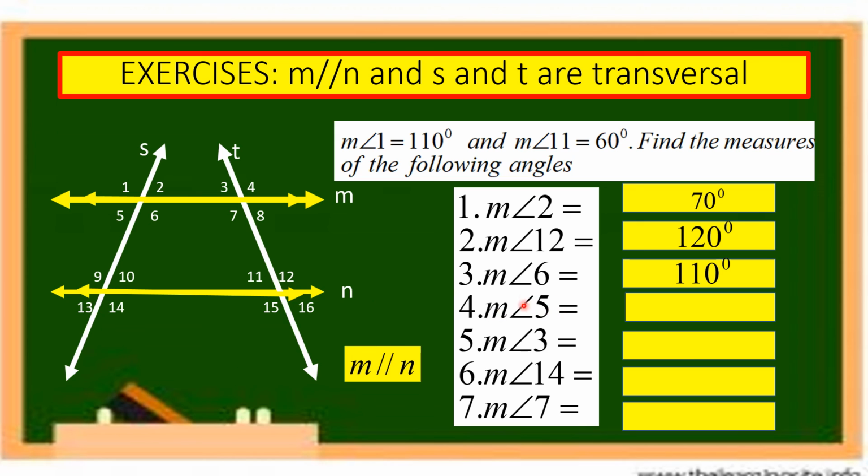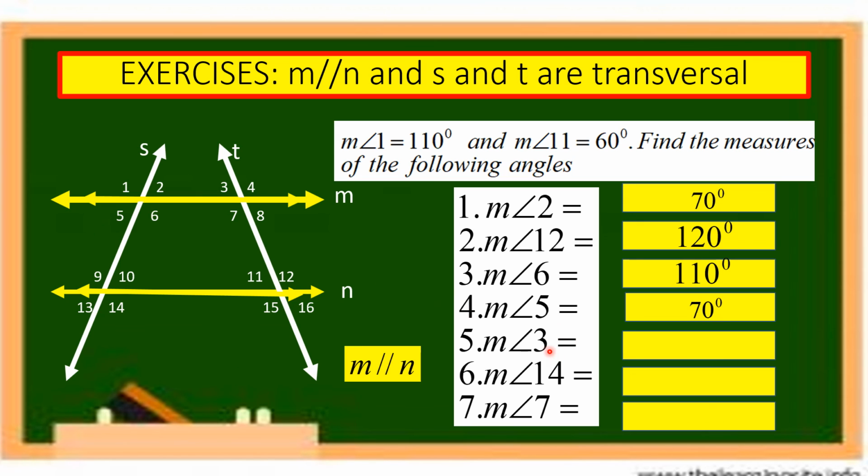We need to find the value of angle 5. Angle 5 and angle 1 are supplementary. The measure of angle 1 is 110 degrees. Therefore, the measure of angle 5 is 70 degrees.